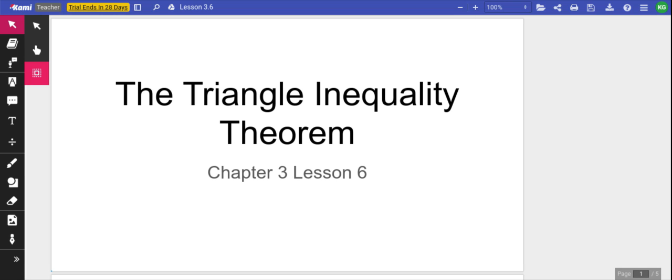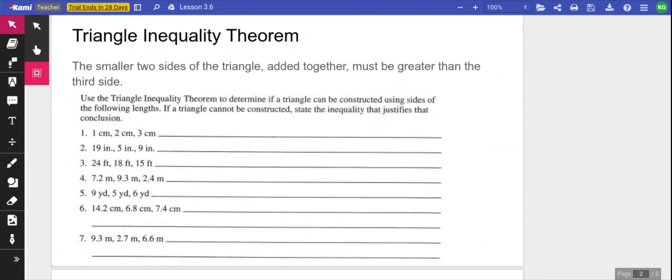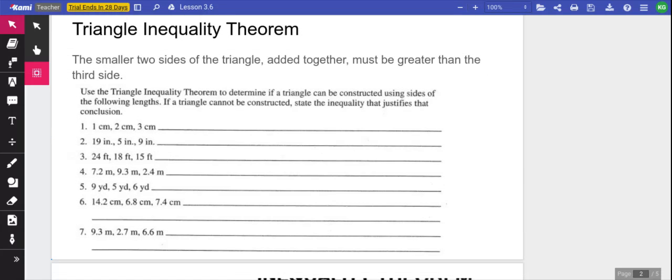Chapter 3, Lesson 6, the Triangle Inequality Theorem. The triangle inequality theorem says if you take the smaller two sides of a triangle and add them together, they must be bigger than the third side. If they're not bigger than the third side, then it can't be a triangle. The sides wouldn't touch.